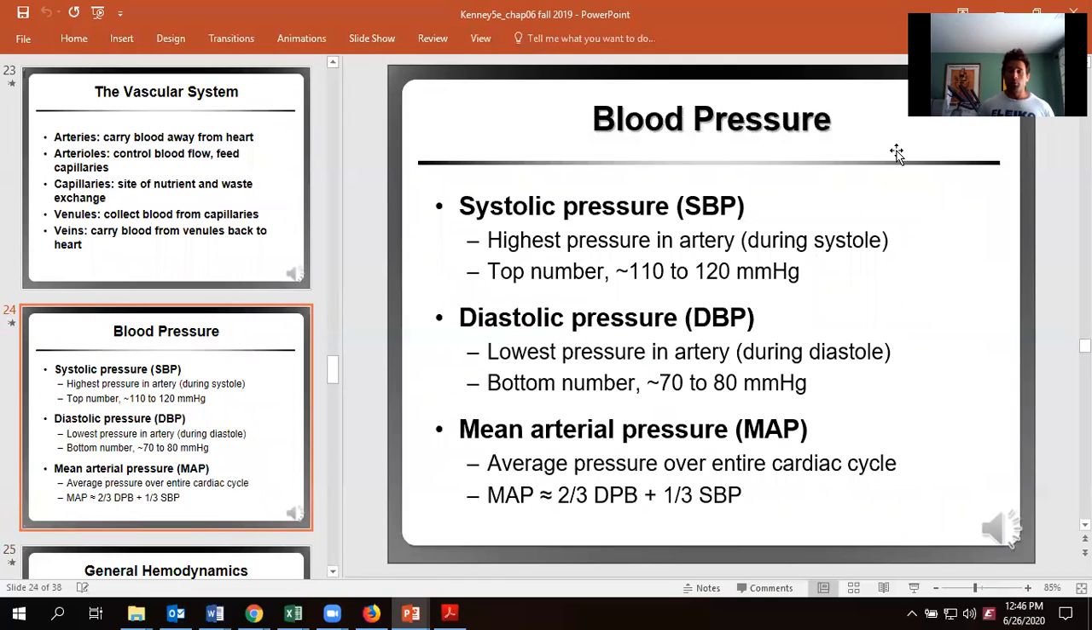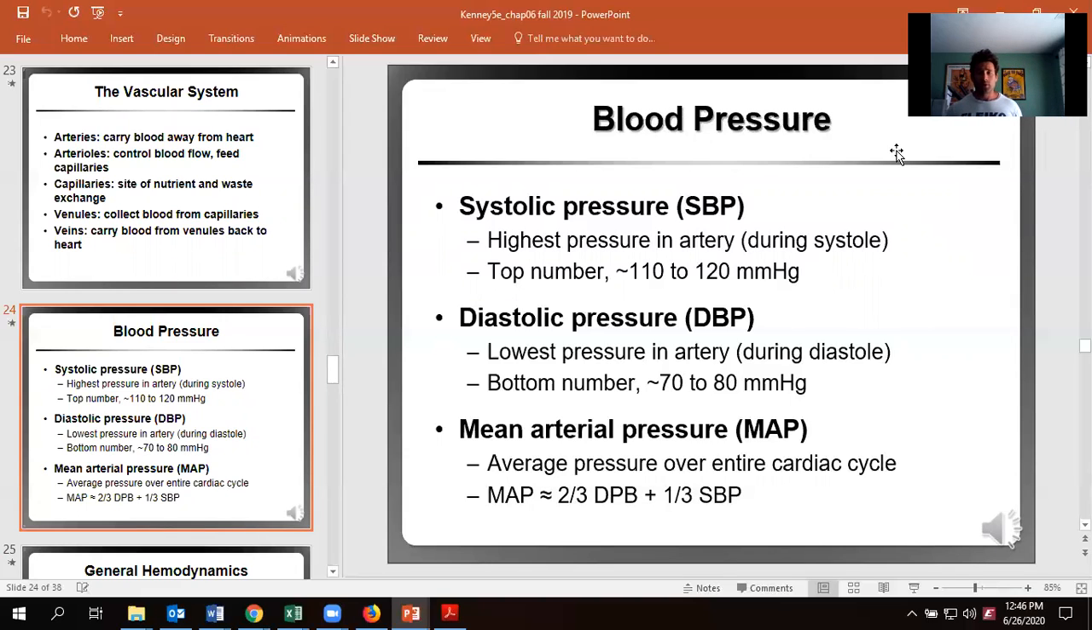Now, systolic blood pressure is going to be the highest pressure when the heart is contracting. Diastolic is going to be the lowest pressure in the artery, and that's when the heart is relaxing. So overall, we develop what's known as the mean arterial pressure. Since the heart spends essentially 2/3 of the time relaxed and 1/3 of the time contracting, the mean arterial pressure is going to be 2/3 of the diastolic blood pressure plus 1/3 of the systolic blood pressure.